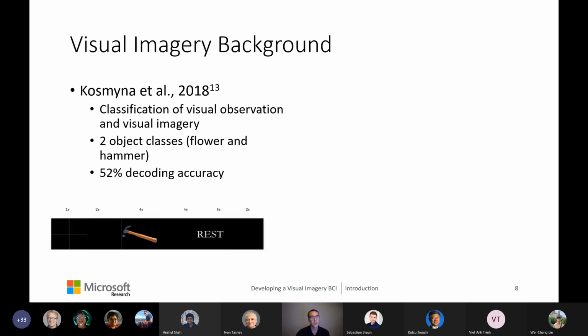Next, I'd like to give a little bit of background into some research in the visual imagery BCI field. One study by Natalia Kosmyna from 2018.